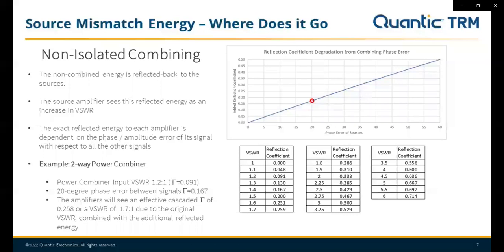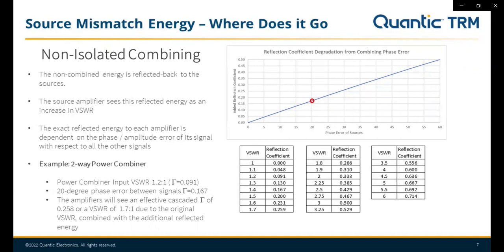So the example that I have on the screen here is if I have a power combiner that has a 1.21 VSWR, it has a reflection coefficient of 0.9. If I have a 20-degree phase error, or because it's a convenient number, that gives me a reflection coefficient of 2.6. Add those two together, you end up with a resultant VSWR of 1.7 to 1. So with no isolation network and 20 degrees of phase error, you have an effective VSWR for your power amplifiers of 1.7 to 1.